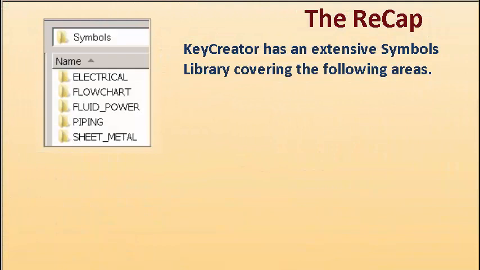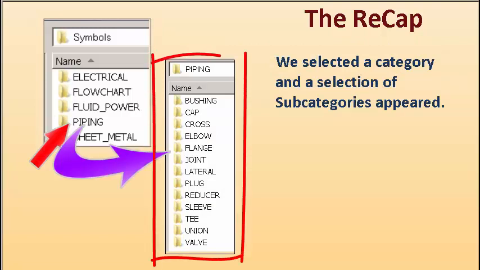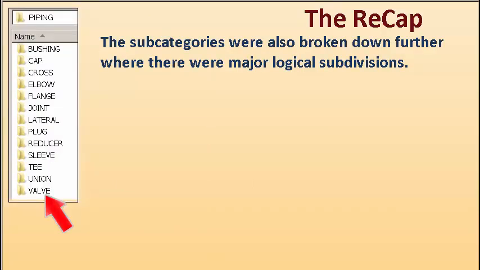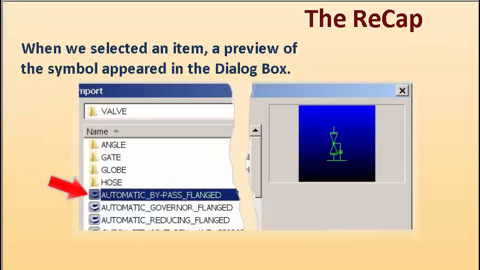So let's recap. KeyCreator has an extensive symbols library covering the following areas: electrical, flowchart, fluid power, piping, and sheet metal. We selected a category and a selection of subcategories appeared. The subcategories were also broken down further where there were major logical subdivisions.